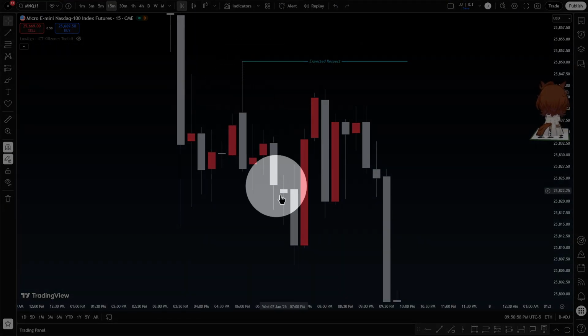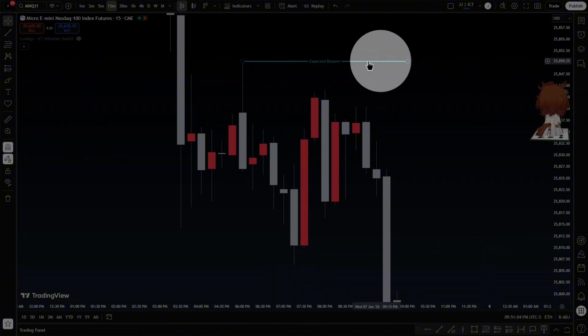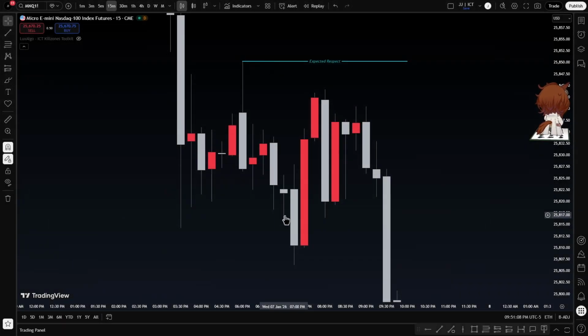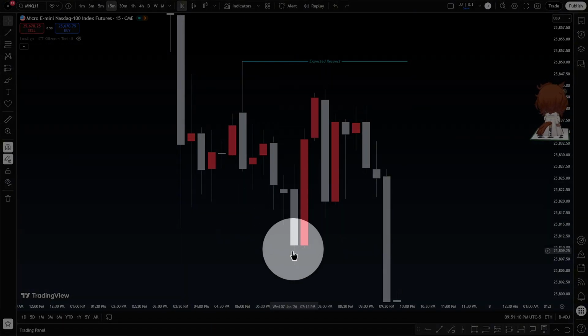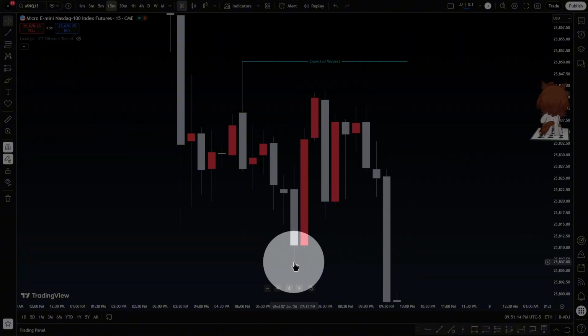So we drop lower. The start of the run lower to create this low is up here. That would be our expected respect level for the mitigation block to stay a mitigation block. If not, it'll switch into a breaker. We go up, confirm this low, drop down, break below it. The mitigation block is now activated.